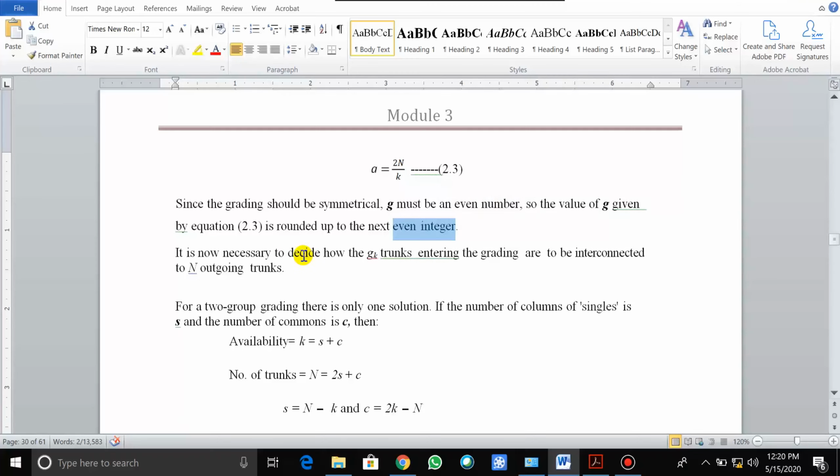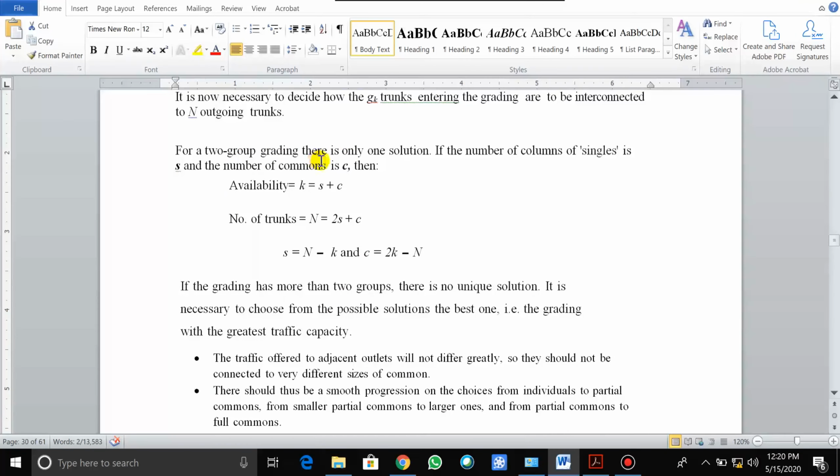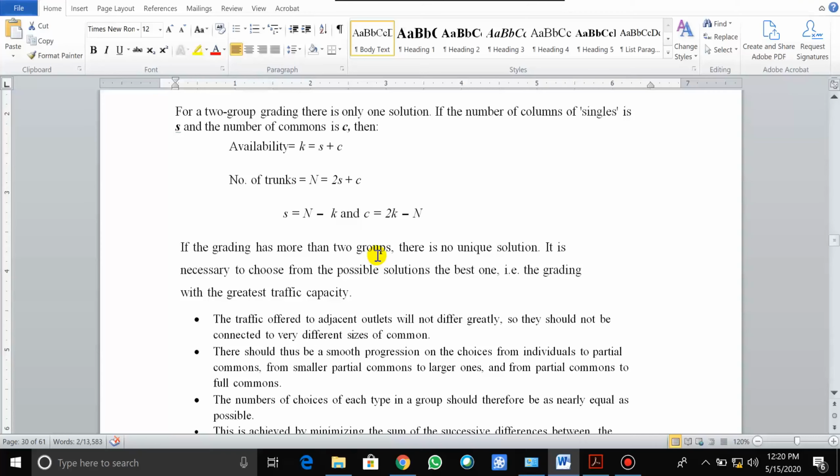It is now necessary to decide how the G of K trunks entering the grading are to be interconnected to the N outgoing trunks. For two groups of grading, there is only one solution. If the number of columns of singles is S and the number of commons is C, then the availability is K equal to S plus C. The number of trunks is N equal to 2 into S plus C, and S is equal to N minus K, and C is equal to 2 into K minus N. If the grading has more than two groups, there is no unique solution.